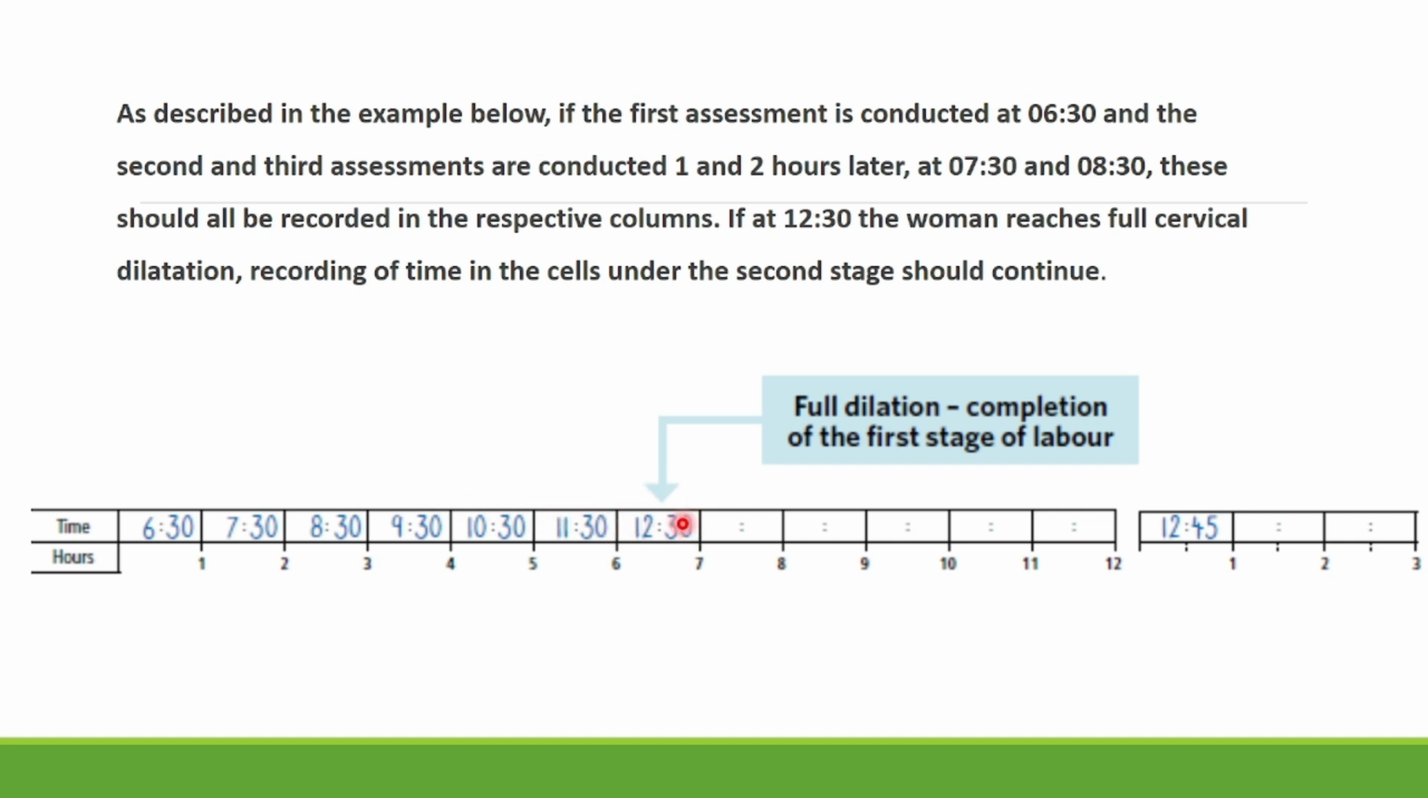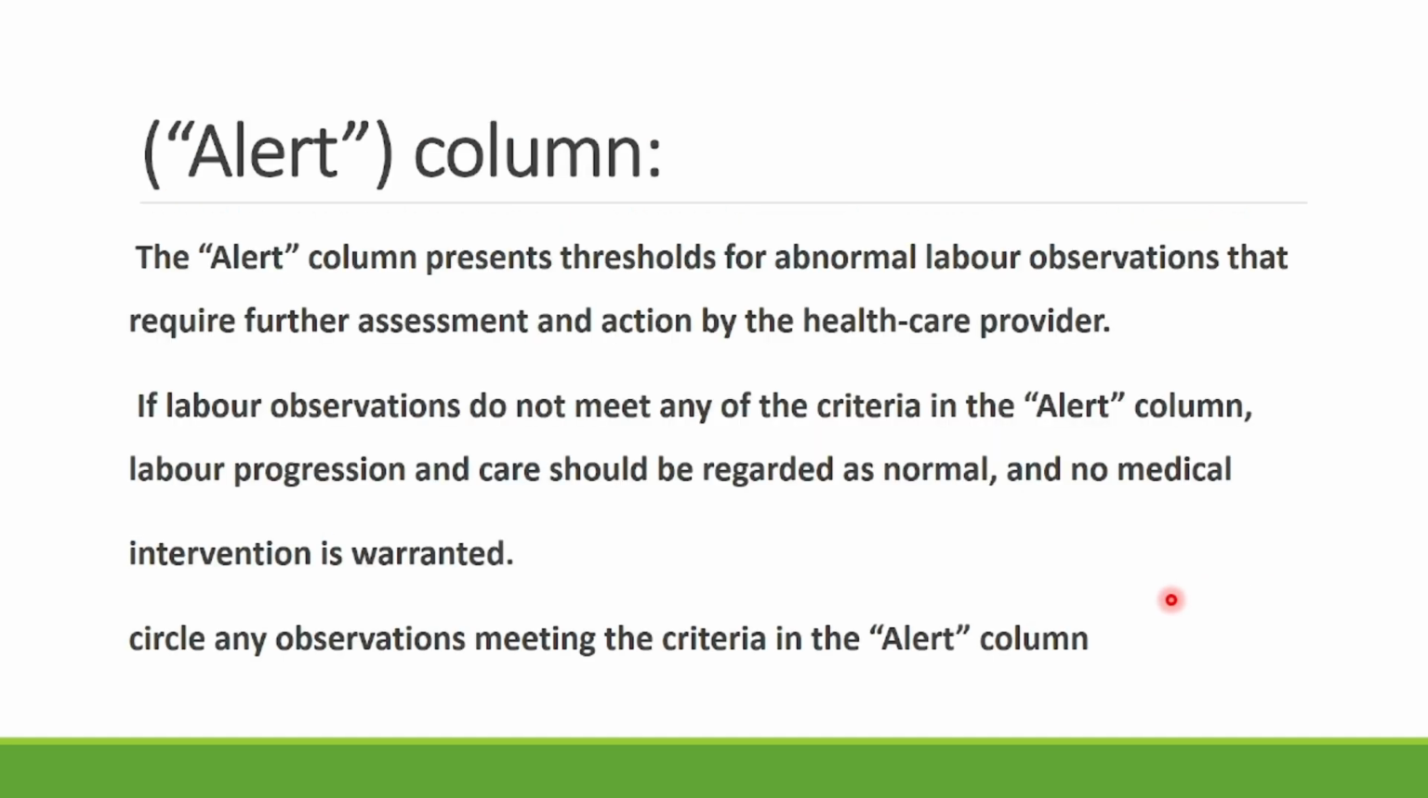At 12:30, the last record in the first stage of labor. Then, when we examined her at 12:45, she was fully dilated. This means that she entered the second stage of labor. So here we transfer the time into the second stage and we complete the plotting in the second stage of labor. The alert column, as we say, any finding during the whole record in the alert column, we should encircle it and make a proper decision.